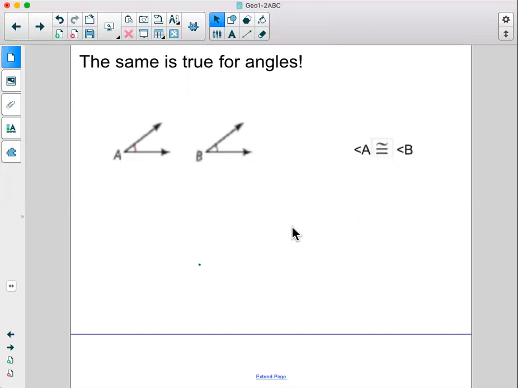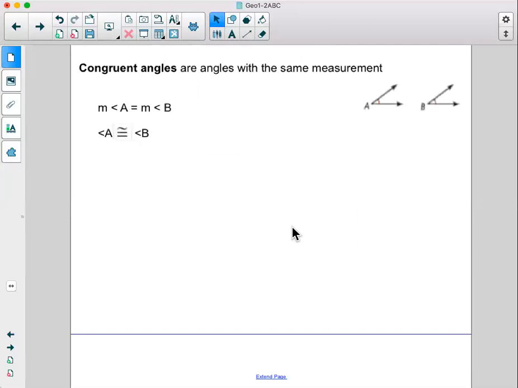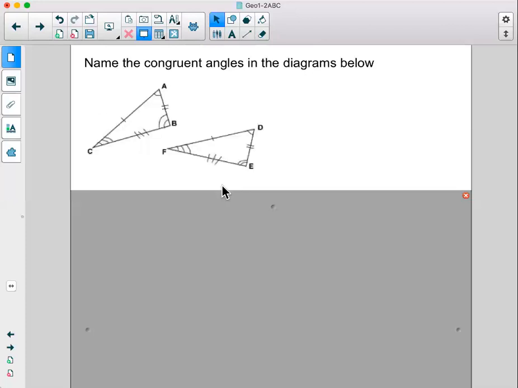Now, once you know things are congruent, then you know the definition of congruency kicks in, because congruent angles are angles with the same measurement. That's the definition. So if you see those scratch marks, that means they're congruent. And if you know they're congruent, then you know the definition tells you their measurements are equal. So pause the video and name the congruent angles that are given to you in this diagram.